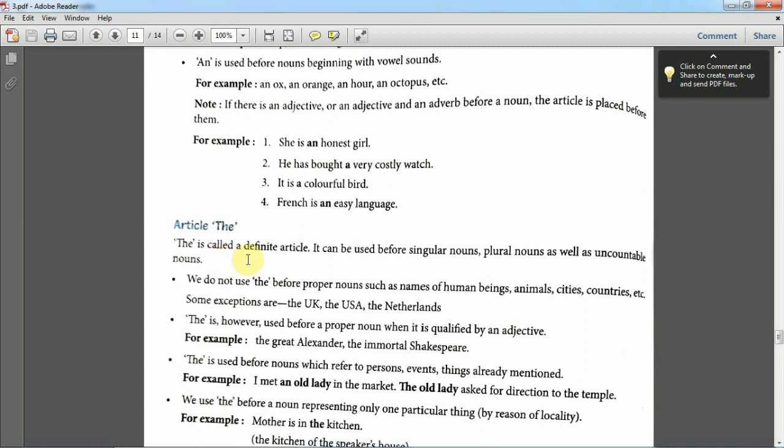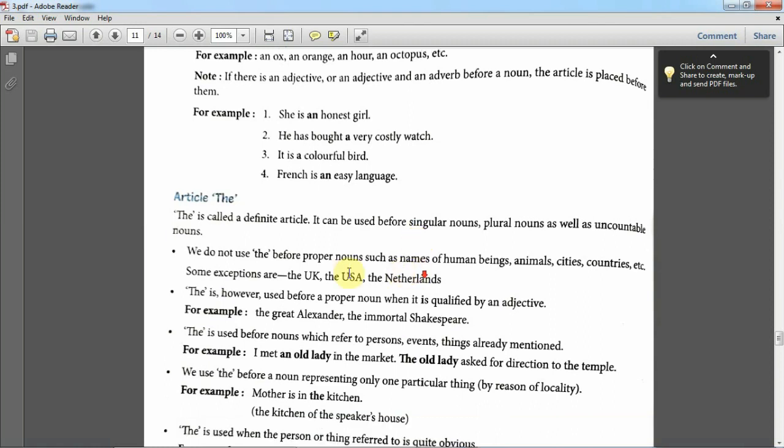The article the is called the definite article. It can be used before singular nouns, plural nouns, as well as uncountable nouns. We do not use the before proper nouns such as names of human beings, animals, cities, countries, etc. So we cannot use the before someone's name. But there are some exceptions like the UK, the USA, the Netherlands. Here we can use the. With other countries you cannot use the.